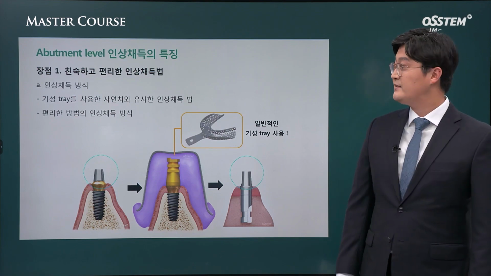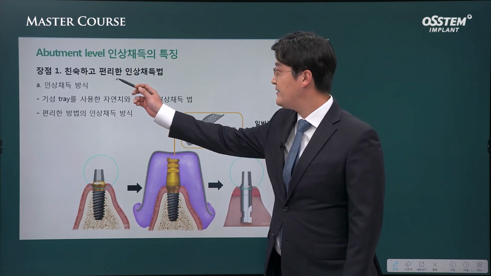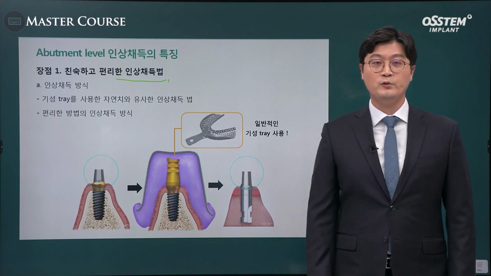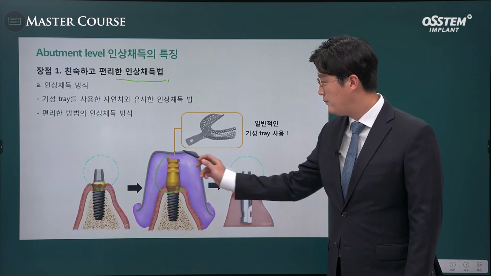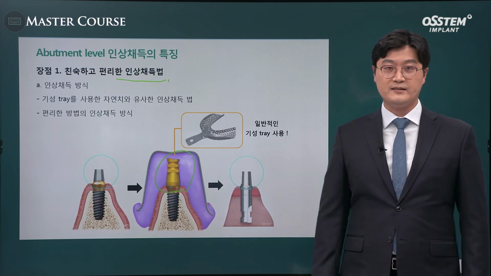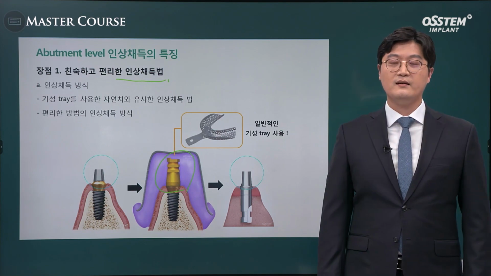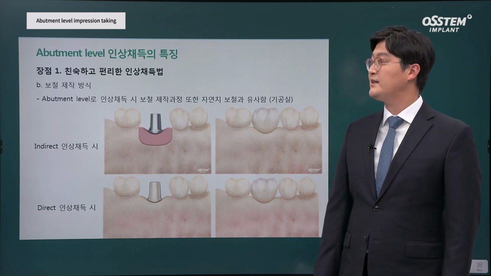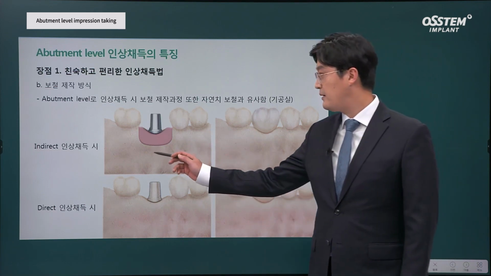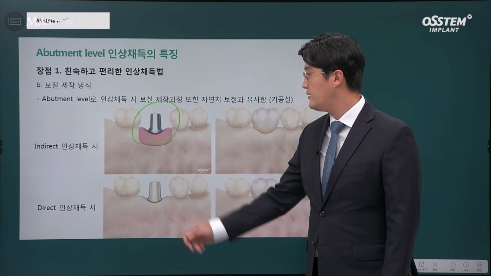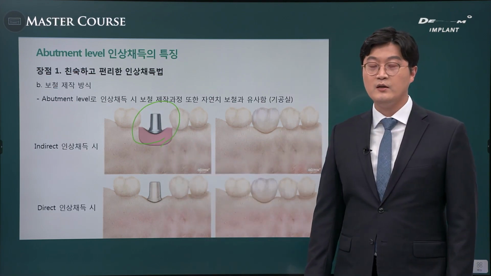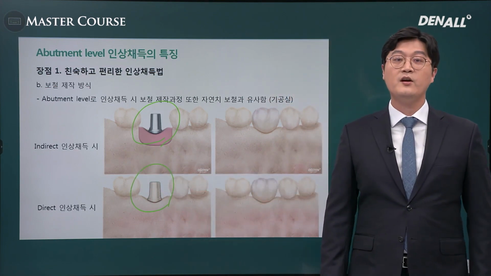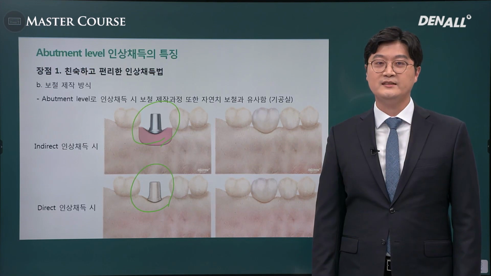Advantages: once again, it is a familiar and convenient impression taking method because it is the same as a natural tooth impression taking or a stock abutment, and using a plastic impression coping, impression can be taken, so it is not a challenging procedure to perform. Second, it is easy to fabricate a prosthesis. For indirect impression taking, a stock lab analog is installed on the model like this. For a direct impression taking, the model is made with a stock abutment shape.